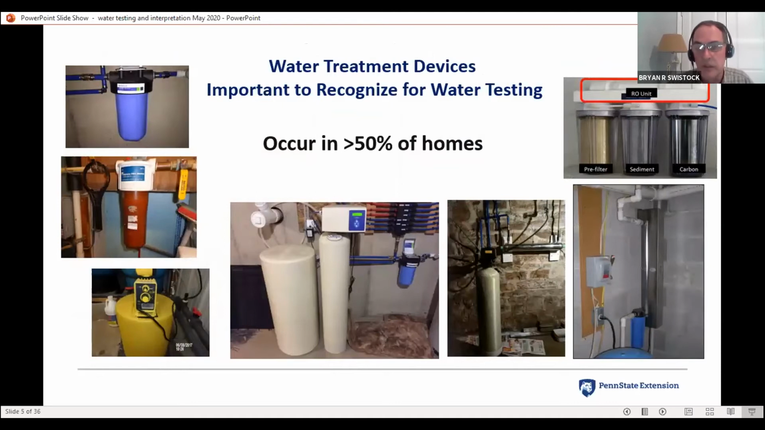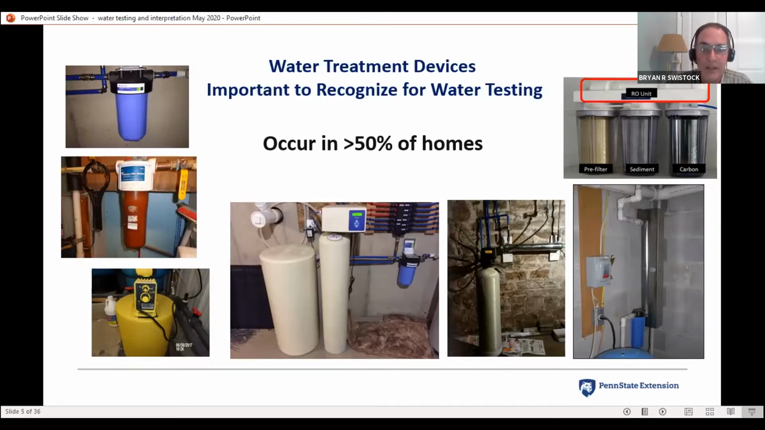Because of all this, a lot of folks have installed water treatment devices. And these become very critical when we talk about water testing, because typically when we're trying to document conditions of groundwater prior to gas drilling or any other activity, we want to make sure we're getting raw water that's not going through a treatment device. And in Pennsylvania, for example, we know that about 53% of the people that have their own water supply have at least one water treatment device. And so we need to be cognizant of that.